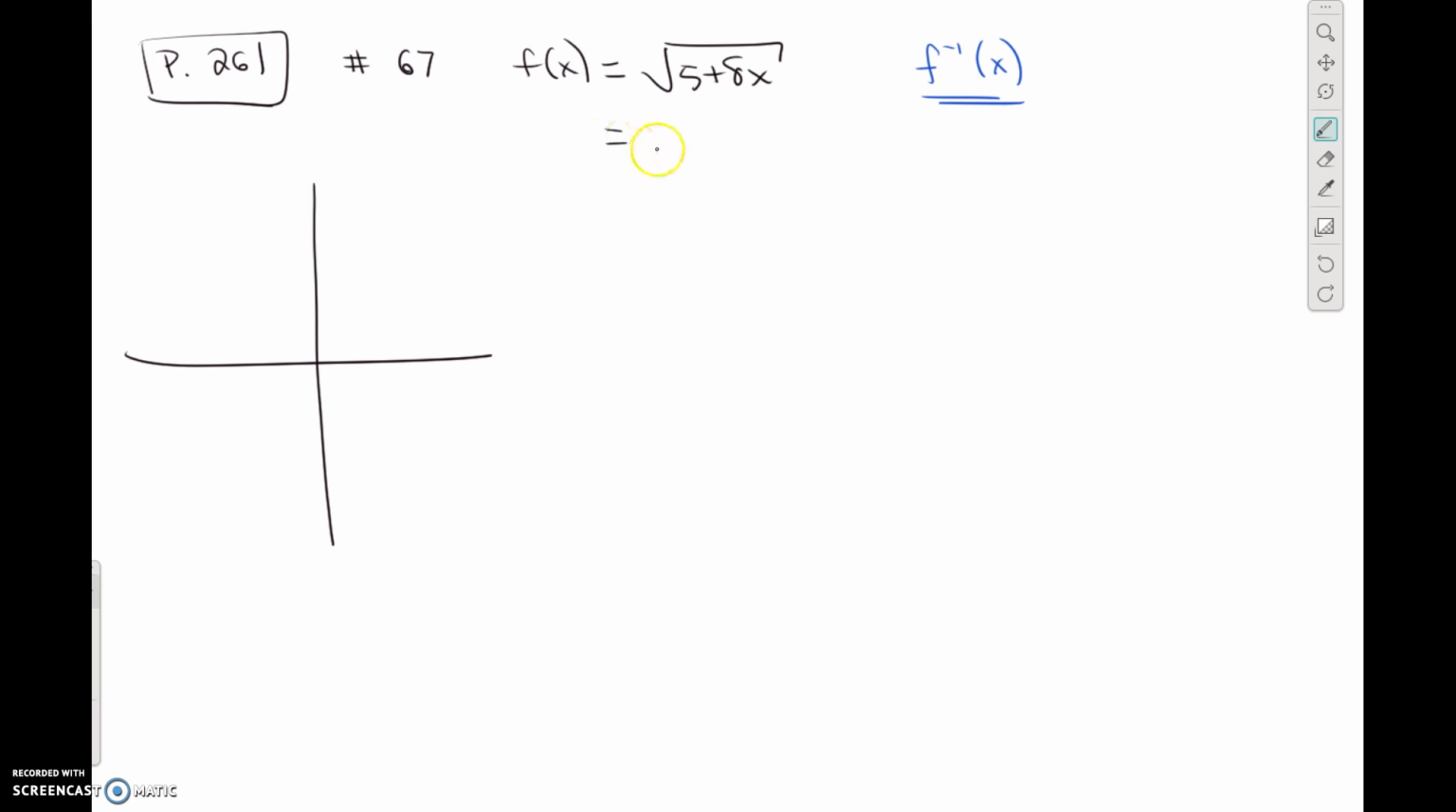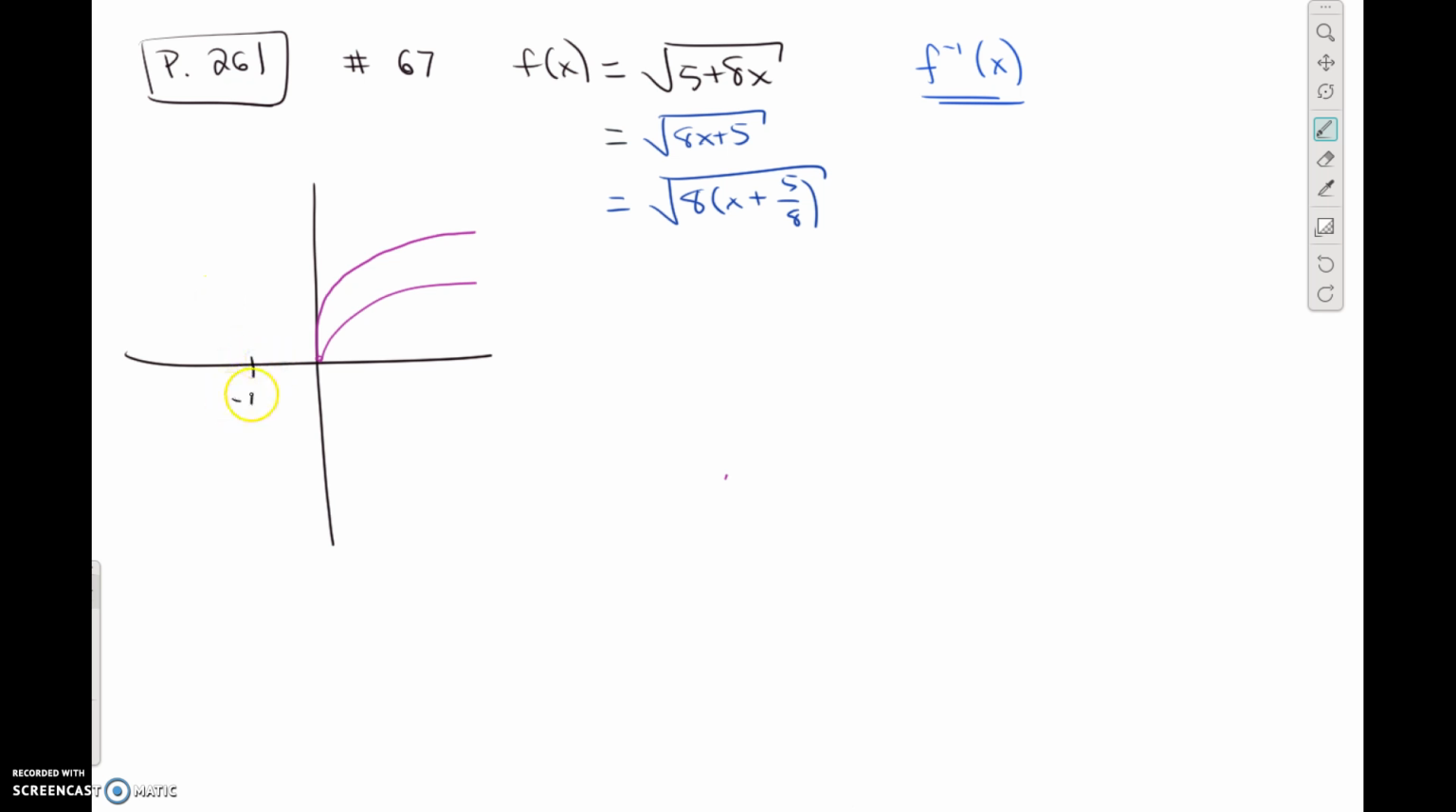So this function could be written as the square root of 8x plus 5. And if we want to do transformations properly, we factor out that 8: 8 times x plus 5/8. So this is the base radical function, which looks approximately like this. And then I'm going to do a horizontal shrink by a factor of 8. So that's going to make it really like that. And then I need to move it 5/8 of a unit to the left, excuse me, to the left.